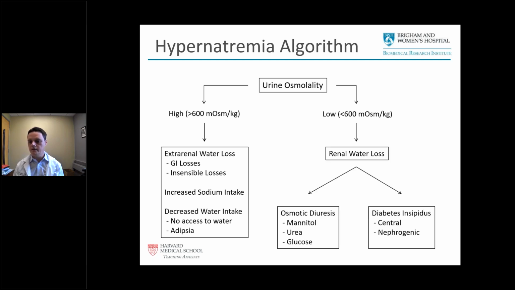If urine osmolality is low, it suggests you have renal water losses. This could be either due to an osmotic diuresis in the context of glucose, urea, or mannitol, or diabetes insipidus, which can be central or nephrogenic. But again, it speaks to the importance of osmolality in making an accurate diagnosis in these individuals.